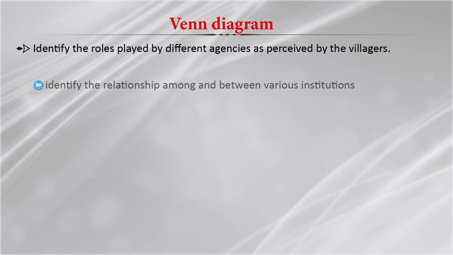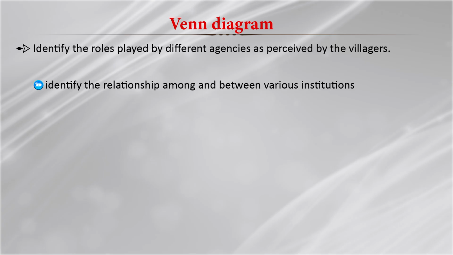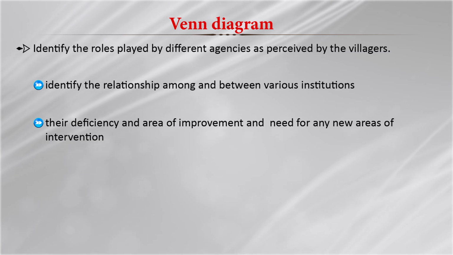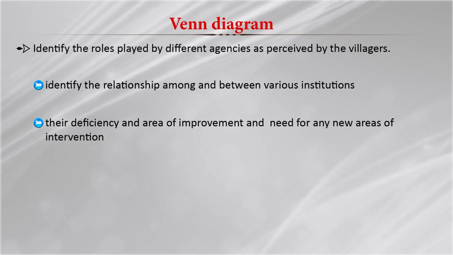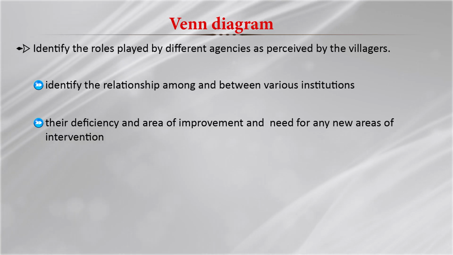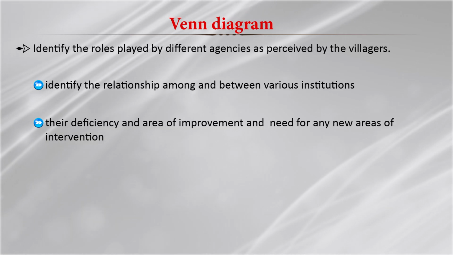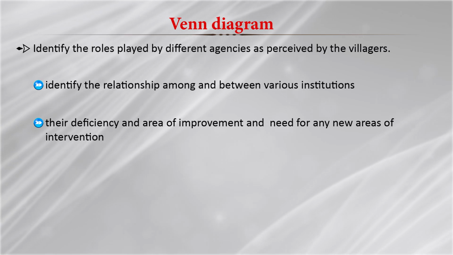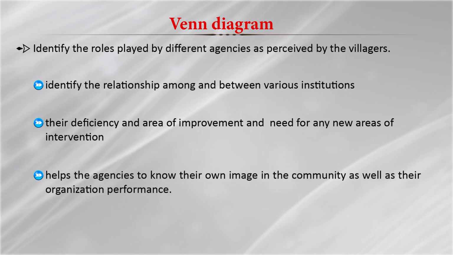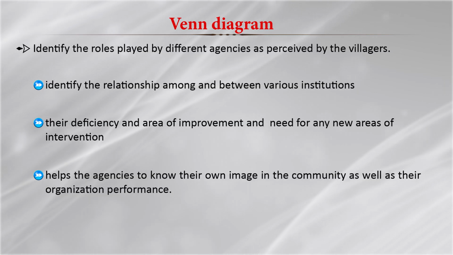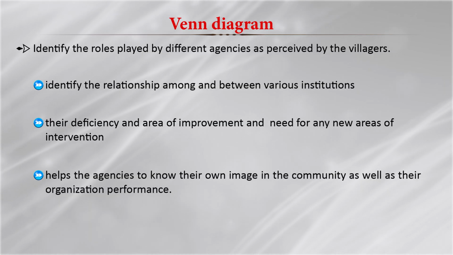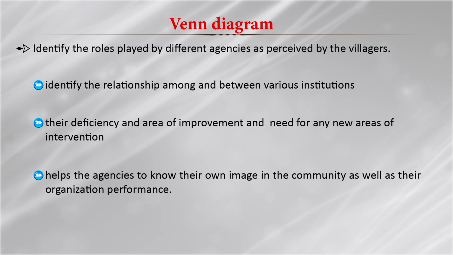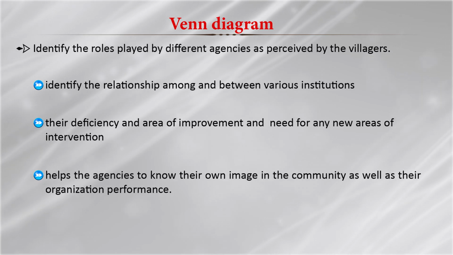So basically here we identify the relationship among and between the various institutions, and then we also identify the deficiency and the area of improvement which are required in the institution. And we also need to identify the areas for new interventions, and basically this Venn diagram helps the agency to know their own image in the villages or in the community, as well as their organization performance. So while preparing the Venn diagram, the organization can understand their own image, how they are performing in the society or in the village or in the community.